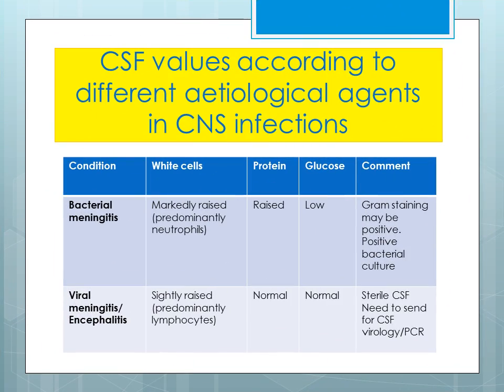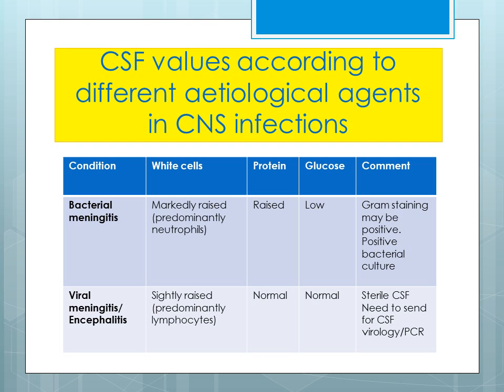These are the findings of cerebrospinal fluid according to different causative agents of meningitis. In bacterial meningitis, the white cell count in CSF is raised with neutrophil predominance. The CSF protein is raised whereas the CSF glucose is low compared to serum glucose. Gram stain may be positive. For example, we may see gram-positive cocci in the case of pneumococcal meningitis. The culture will grow the causative bacteria unless the child has received antibiotic prior to performing lumbar puncture.